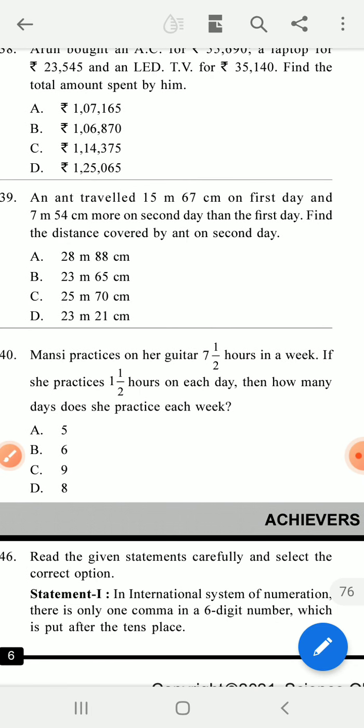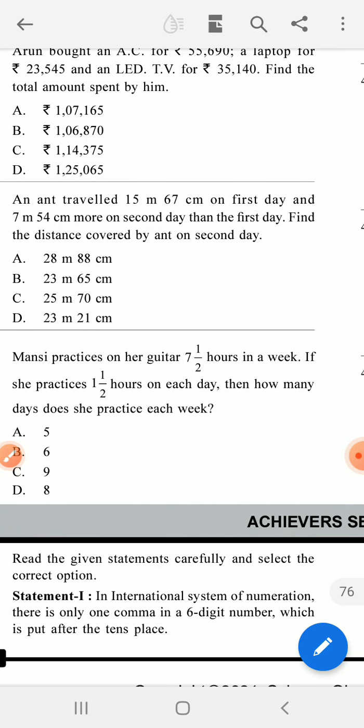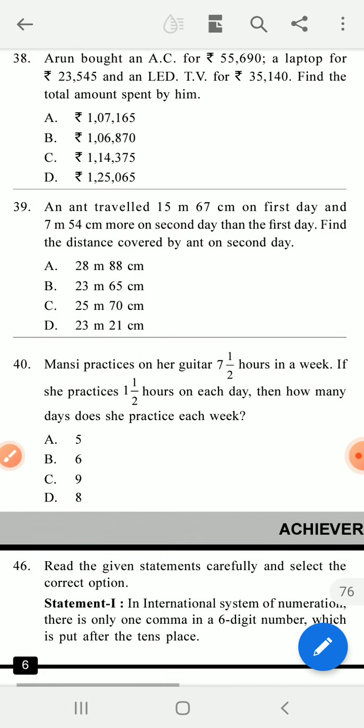Question 39. An ant travelled 15 meters 67 centimeters on the first day and 7 meters 54 centimeters more on the second day than the first day. So add both of them, you get the second day. Now add both to find the distance covered by the ant. That means you add it and you get the answer to 39. D is the answer.